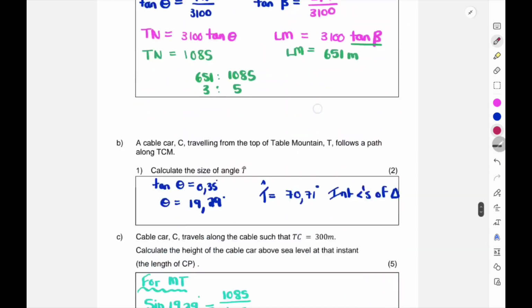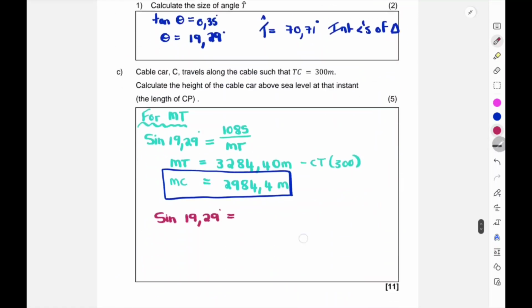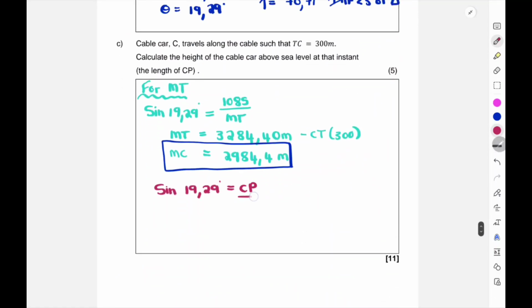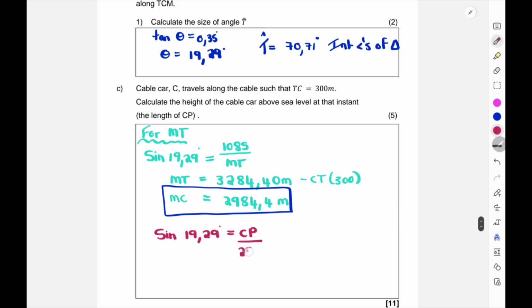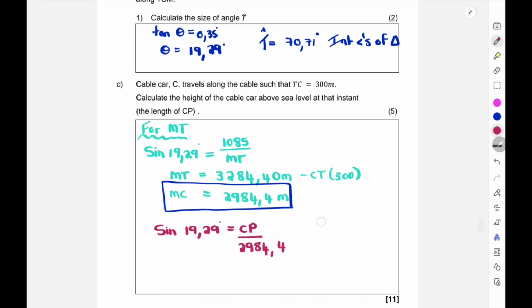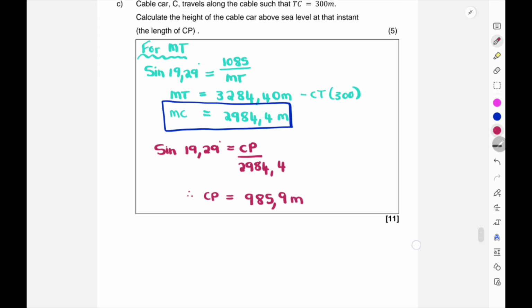So again, sine 19.29 is equal to the opposite, which is CP, which we are looking for, over the hypotenuse, which is 2984.4. Thus, CP is equal to 2984.4 times sine 19.29. So CP is 985.9 rounded off meters. And that is it.